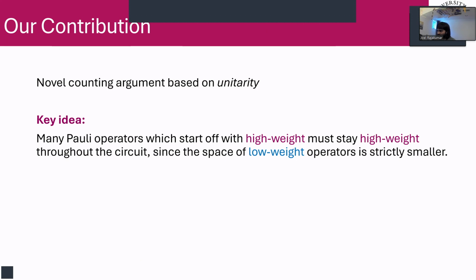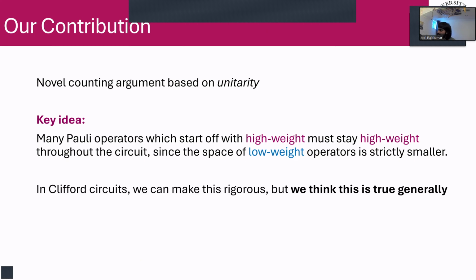In Clifford circuits, we can make this rigorous, but I actually think this idea that high weight Paulis map to high weight Paulis and stay high weight throughout your circuit, and therefore you get a D term in your exponent because of how many layers you have, is a general idea. But yeah, that was the analysis.